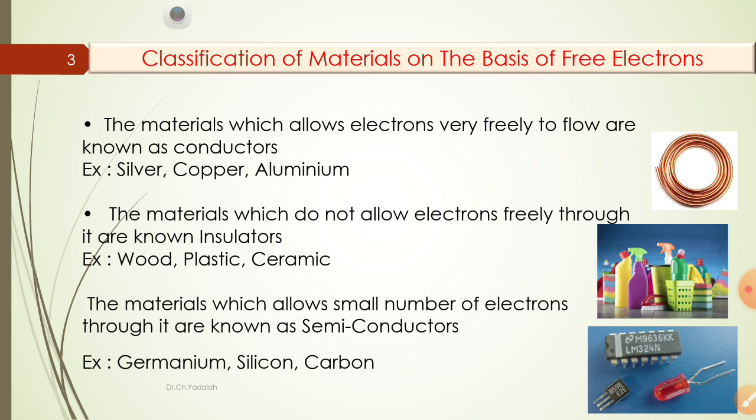If external energy is given to valency electrons to jump from the outermost valency band to the conduction band, then that is known as a semiconductor. That means energy is required to jump from the valency band to the conduction band to overcome the forbidden gap.